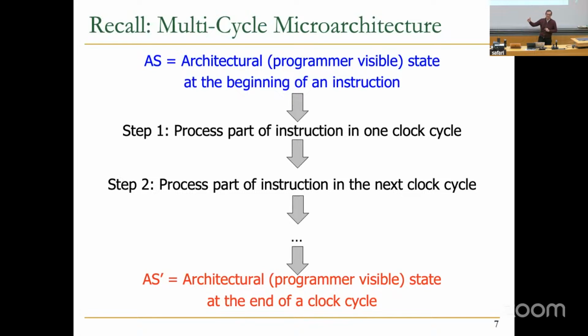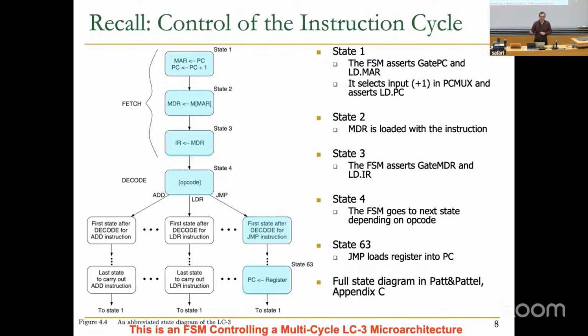You have an architectural state at the beginning, and every clock cycle you do something and update some microarchitectural state to process an instruction until at the end of the instruction you finish the processing and you update the architectural state. So we can use multiple clock cycles to process every instruction, and you can use different numbers of clock cycles to process different instructions, and you can determine the clock cycle time independently of how long it takes to process any instruction. And we said that you could do this by building a state machine, and we're going to build that state machine today, a small version of it.